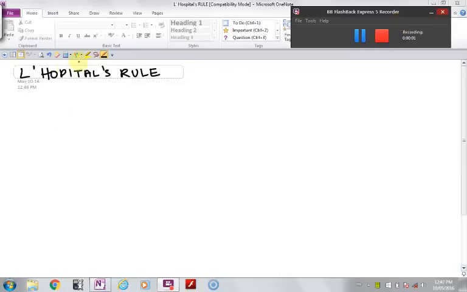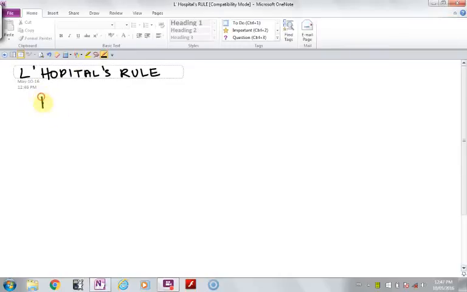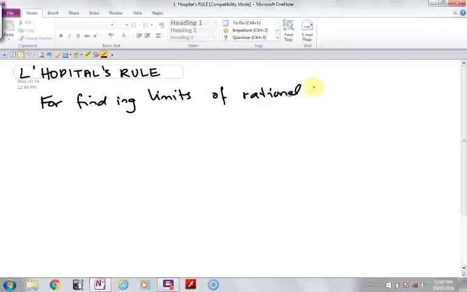L'Hopital's rule, when you're trying to find the limits for rational functions.